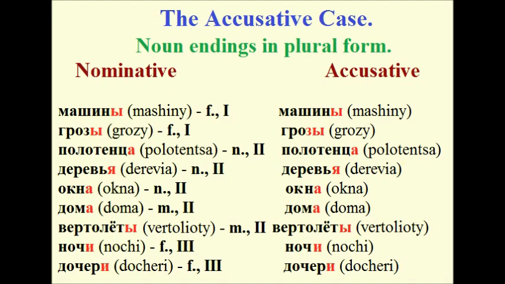Now, let's look at the noun endings in plural form with some sentences. The noun endings in plural form in the accusative case are the same as they are in the nominative case. For example, cars, машины. Thunderstorms, грозы. Towels, полотенца. Trees, деревья.